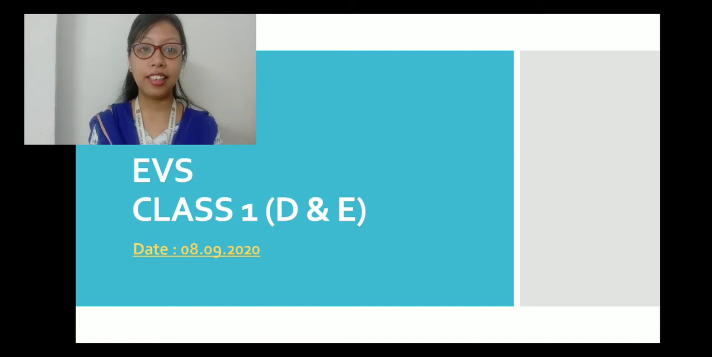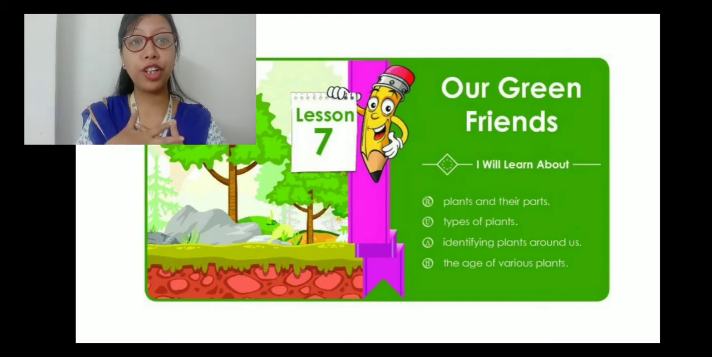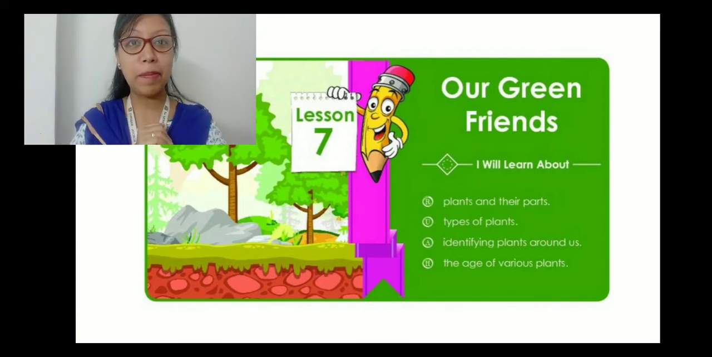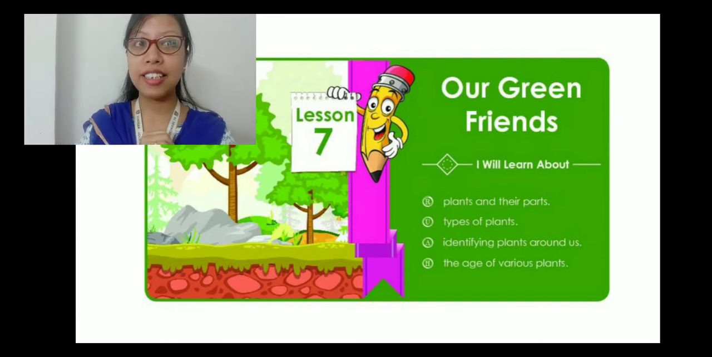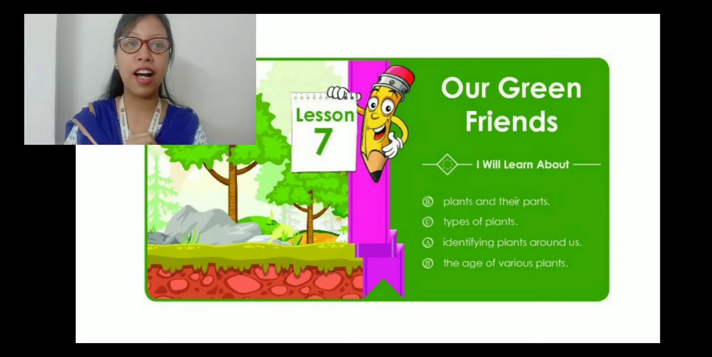Today's date is 8th September 2020. In our previous class, we completed lesson number 6, which is day and night. So today we are going to start a new lesson, that is lesson number 7, Our Green Friends. We will be talking about the plants, the big and small plants that we see around us.